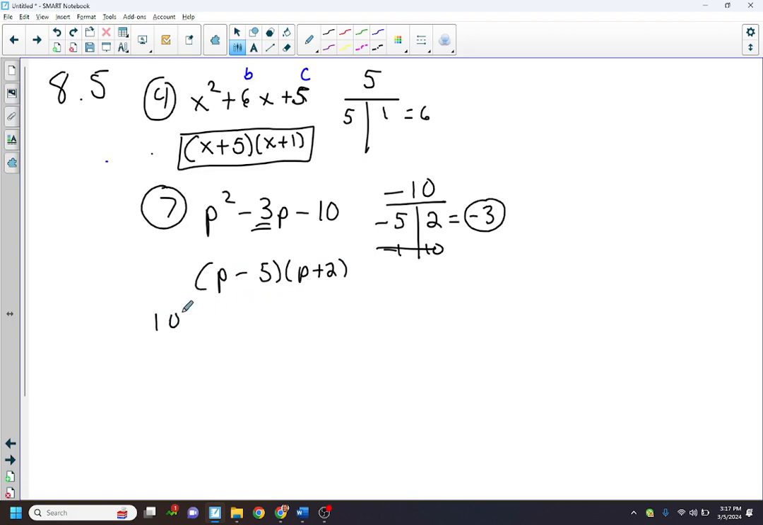Okay, let's look at number 10, which is negative in the middle, but positive on the side. So n squared minus 4n plus 3.